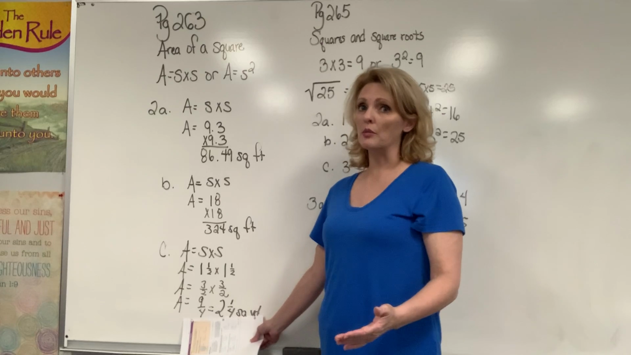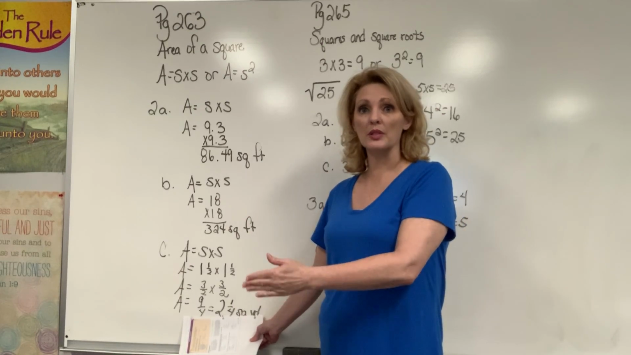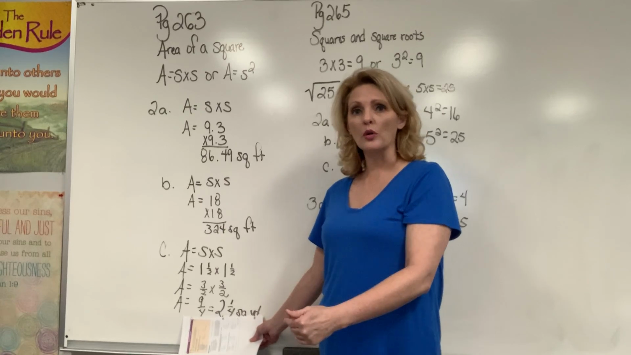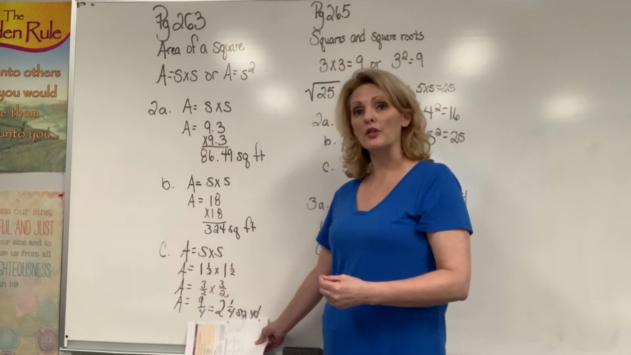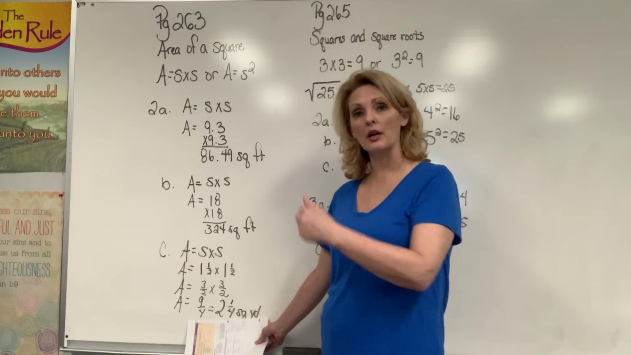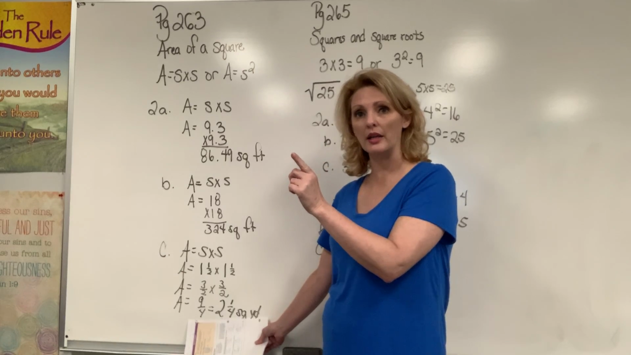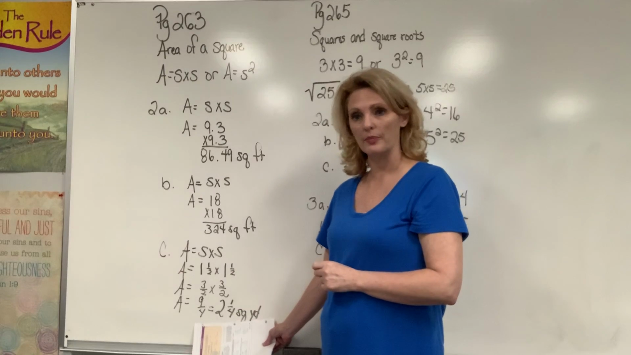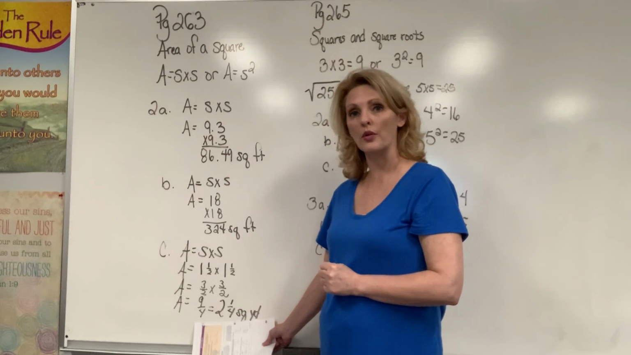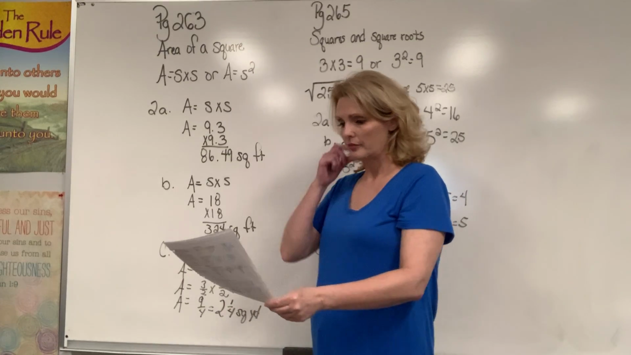When you have an improper fraction, always reduce it all the way down. That becomes a division problem. 4 will go into 9 2 times, and whatever your remainder is becomes your numerator. So that's 1, and whatever you're dividing by, which is 4, is your denominator. So your answer will be 2 1/4. Okay? So that is area of a square.